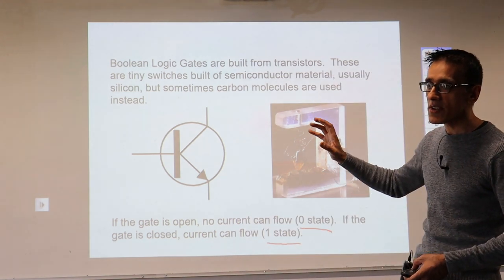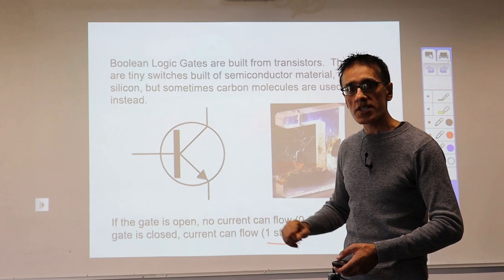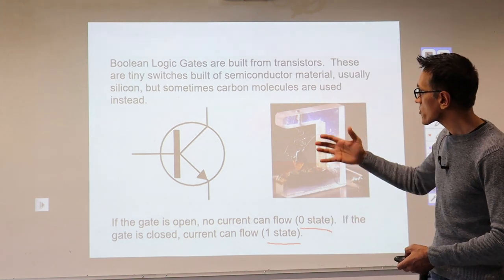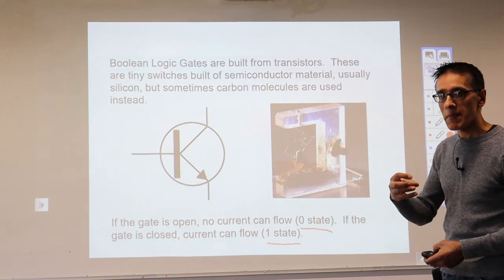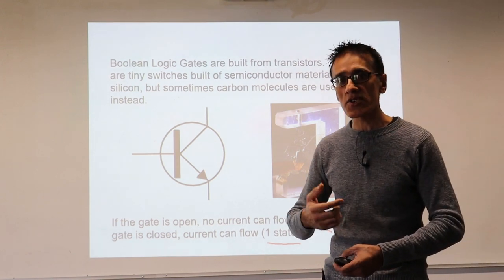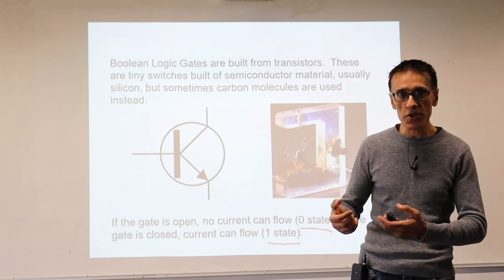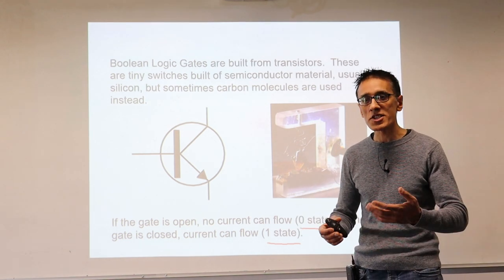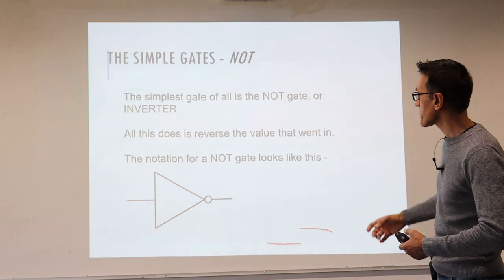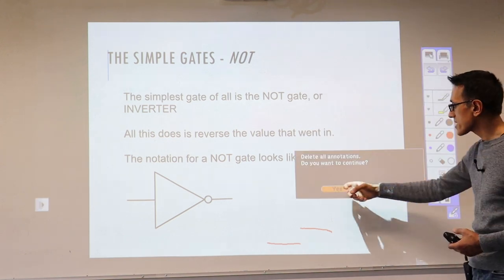So it can be in either of two states, one or zero. And that is used to build the arithmetic logic unit inside the CPU. It's used by the computer to perform its logic operations. Let's look at some of these gates.